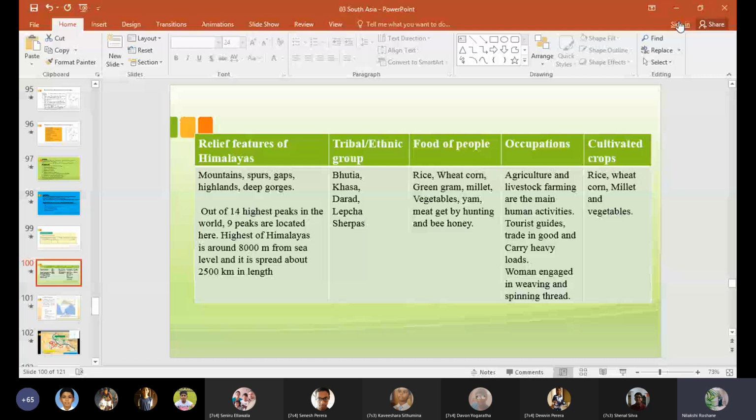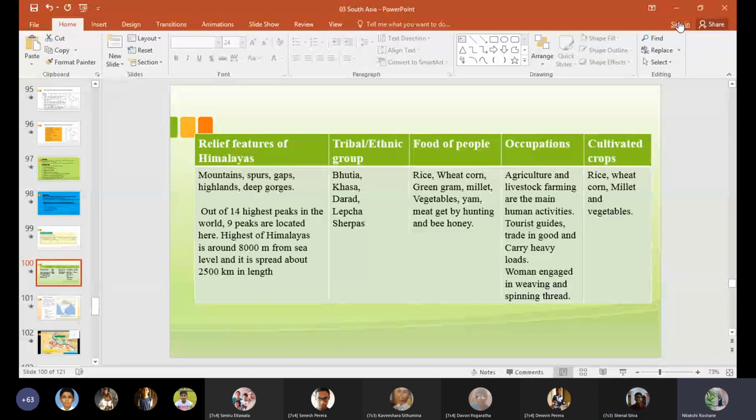Yes. What are the tribal and ethnic groups we have in Himalayas? Yes, read. Tribal and ethnic groups in Himalayas: Boutia, Khasa, Darad, Lepcha, and Sherpas.